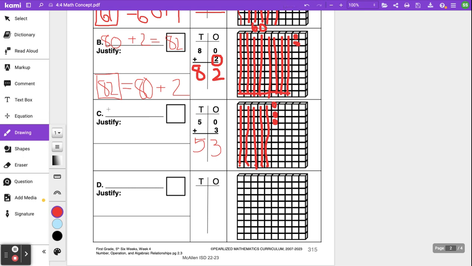And we're going to write it horizontally. 50 plus 3 is 53. And flip it on the equal sign. 53 is the sum of 50. Oops, there we go. 50 plus 3.